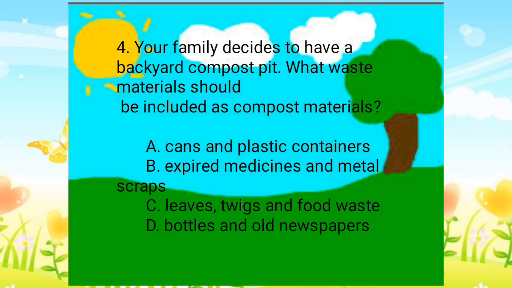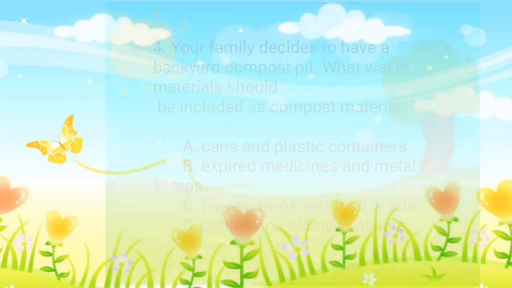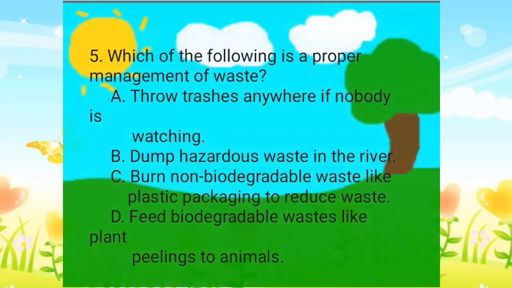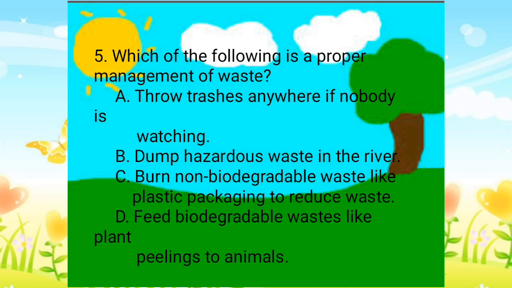A. Cans and plastic containers. B. Expired medicines and metal scraps. C. Leaves, twigs, and food waste. And letter D. Bottles and old newspapers. For number 5 question, which of the following is a proper management of waste? Letter A. Throw trashes anywhere if nobody is watching. B. Dump hazardous waste in the river.